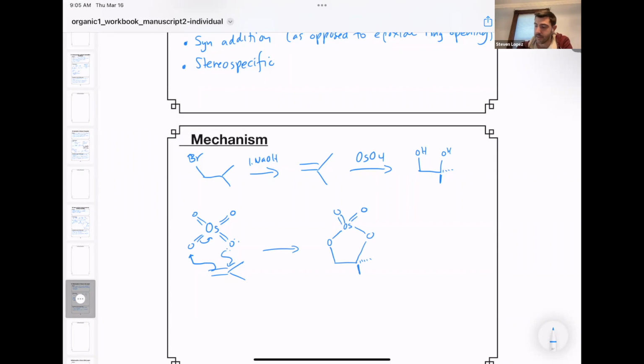that looks like this. And in the second step, where we just add water, which is known as a hydrolysis process, you end up at this product directly.